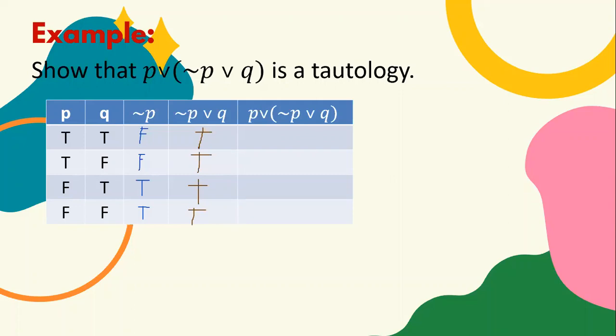Okay, thank you, Lance. Lahat sila true kasi nagpo-false lang naman sa disjunction if they are both false, di ba? Okay, for the last operation. Anyone? P. So we will try to compare this column, ha? Itong column ng P or itong column na to.